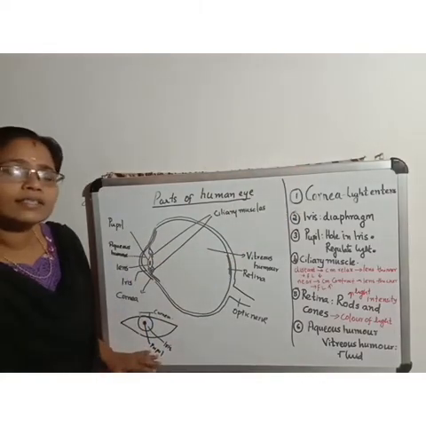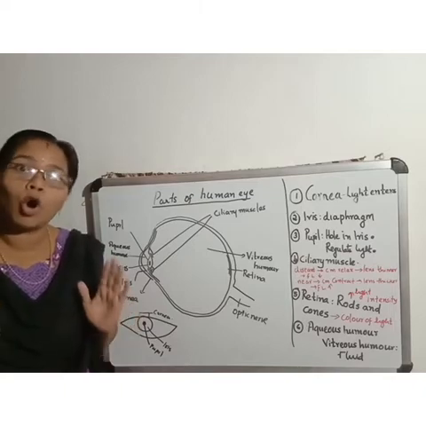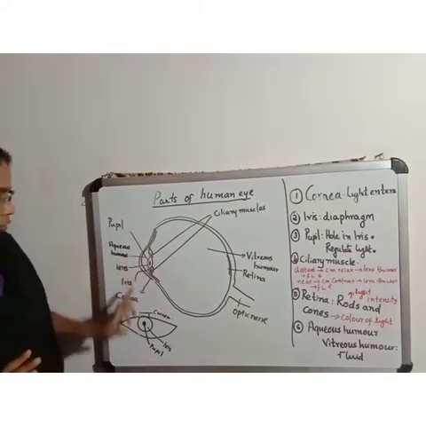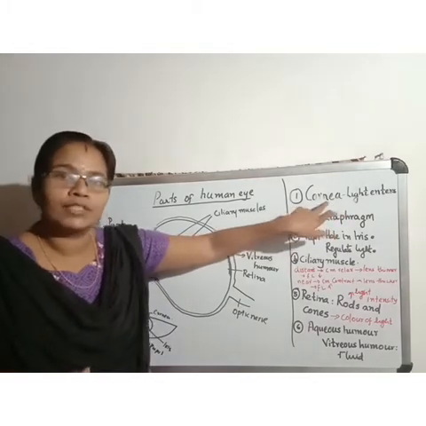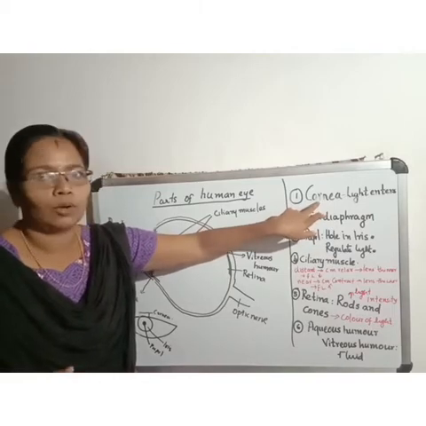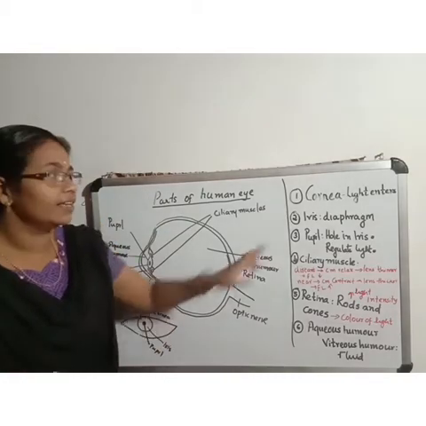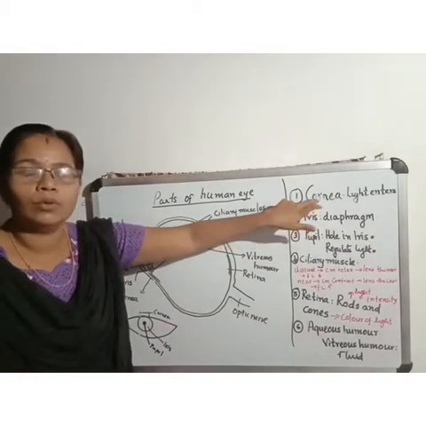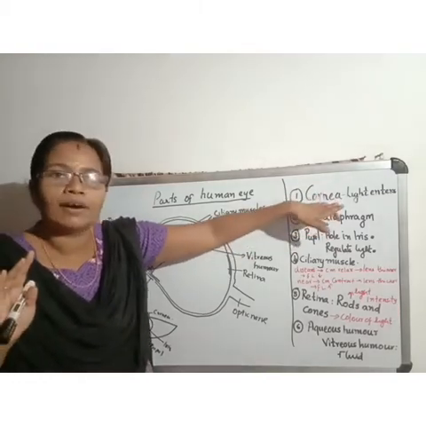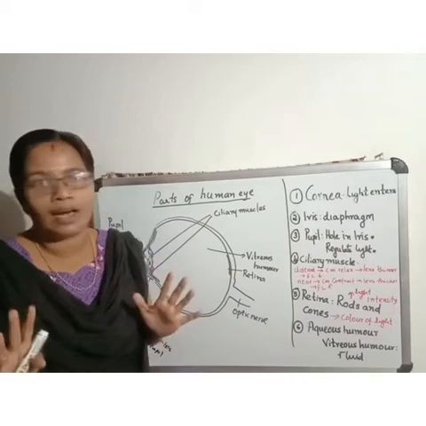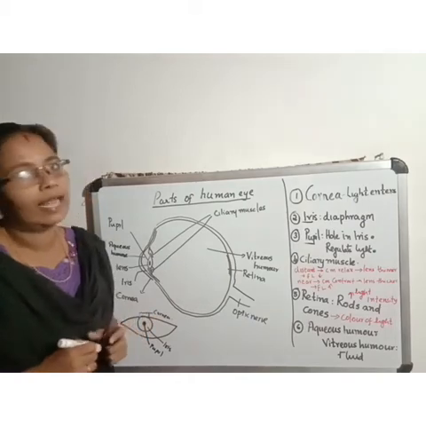So you can see the front part of the eye. That is the cornea. Here you can see this bulge part, which is called the cornea. And what is the actual function of this cornea? It is through this cornea that light is entering into our eyes. So this is the first part, and through this part light is entering into our eyes. Now you can see two parts, iris and pupil.